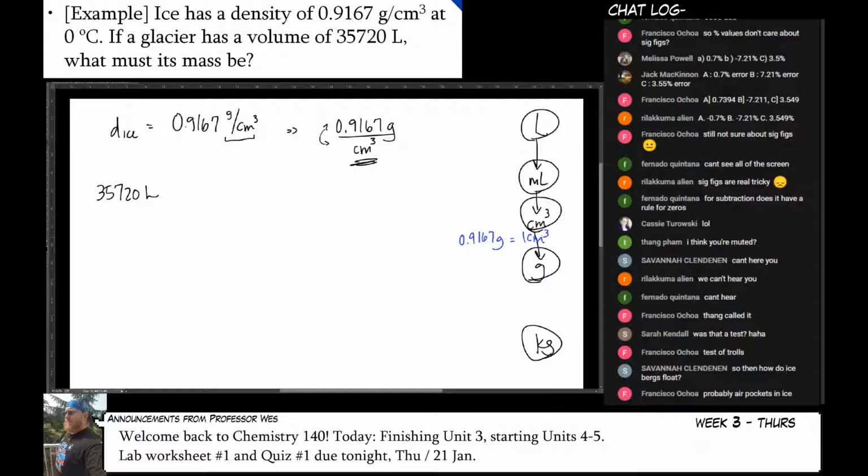The other conversions are pretty straightforward. Like, we can do liters to milliliters. There's 10 to the minus 3 liters in a milliliter. And then these are just equivalent. And then I can do grams to kilograms.